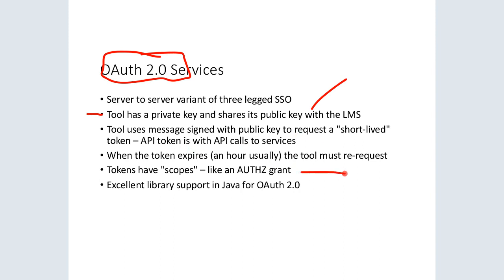And in a sense, these tokens have scopes. The request for the token says, I want a scope that lets me read and write the gradebook. I want a scope that says, let me see this, let me see that. And once you get the scopes in here and you've got a token that has those scopes that's been approved, then you can send that as a bearer. And the library support for this is really great.